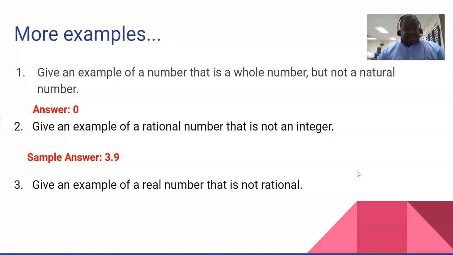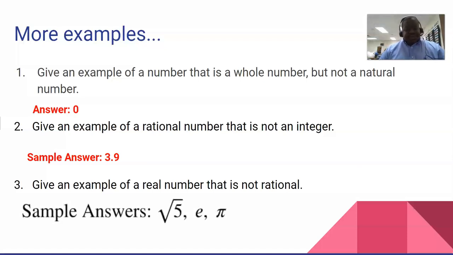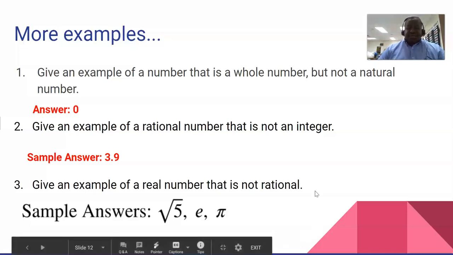Lastly, give an example of a real number that's not rational. We have several sample answers: square root of 5, e, and pi. So these are some examples to get you started. Let's get to work on our practice, and then we will follow up with feedback on the mastery check.